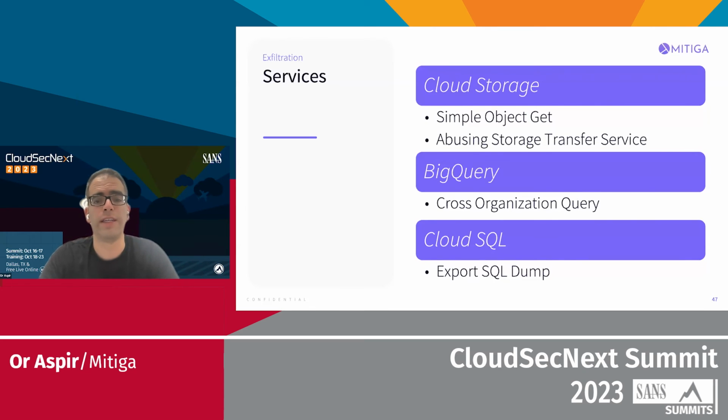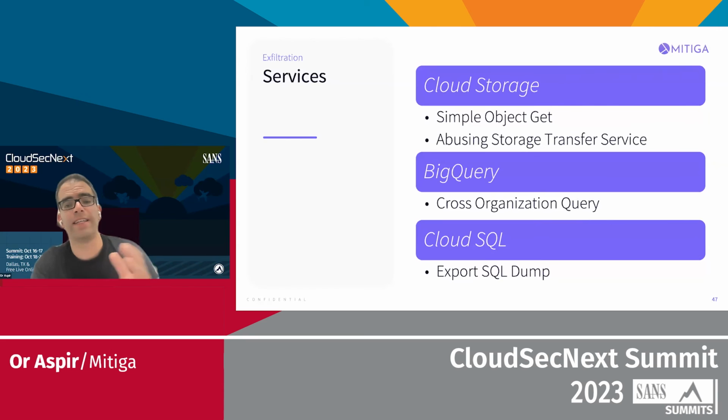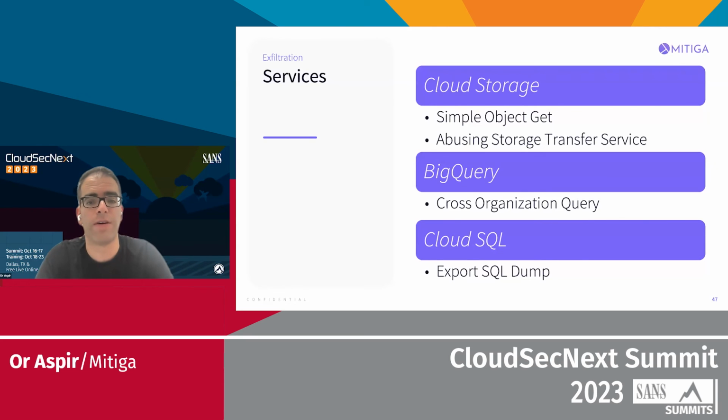In BigQuery, you saw that sometimes using cross-organization queries or any cross-organization actions can change how the logs look. So when you're writing your TTPs and your detections, you need to also check what happens when the attacker runs from a different organization and still has permissions to run stuff on your resources. And in Cloud SQL, the attacker abused a different API, which seems legitimate, such as a backup, but the attacker can still abuse it to exfiltrate data.